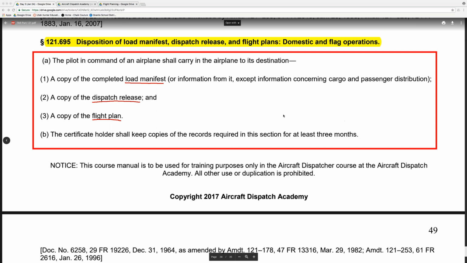Nope. Okay. They might also ask you at the same time how long the air carrier is required to keep that documentation. Your answer would be 3 months. And that is an ADX question, by the way, as well.